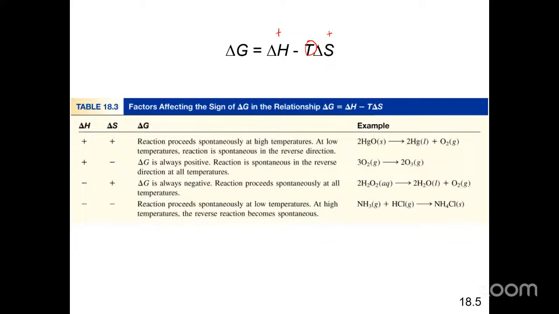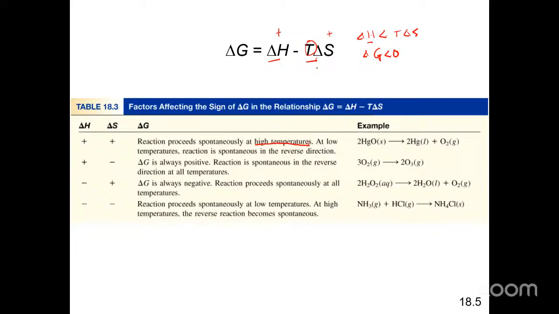So as stated here, if the temperature is high, while delta H is positive and delta S is positive, that means that delta H would be less than T delta S. So if delta H is less than T delta S, what does that mean for delta G? Delta G would be negative, which means that the reaction will be spontaneous if the temperature is high. So that's why it says here, reaction proceeds spontaneously at high temperatures.